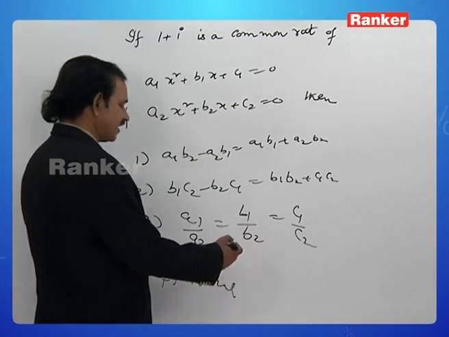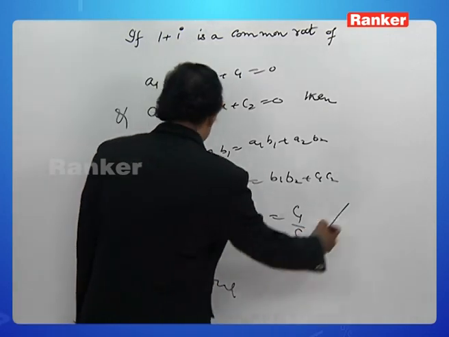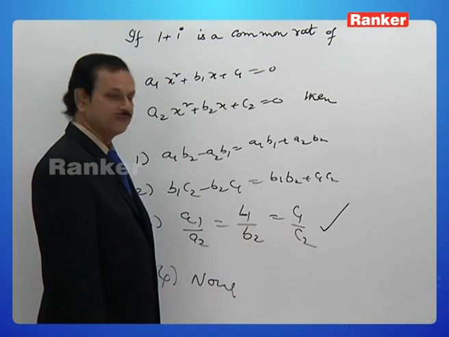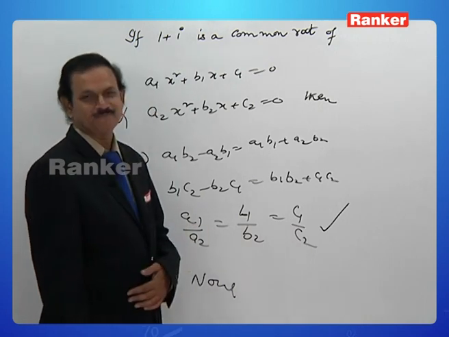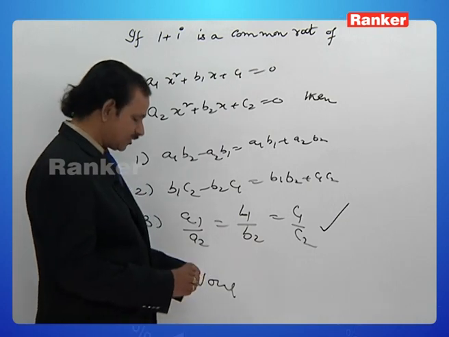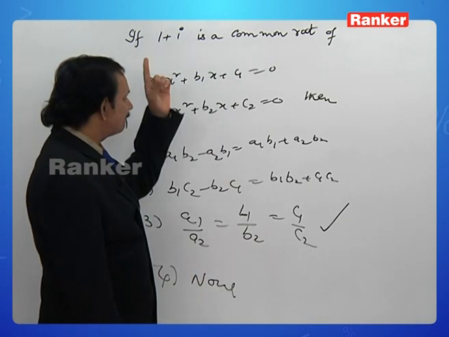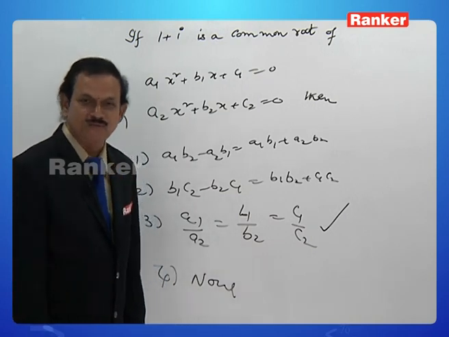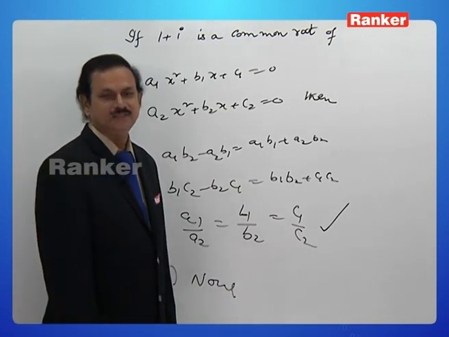So, in such a case, what must we possess? a1 by a2 is equal to b1 by b2 is equal to c1 by c2. That must be had. It's a beautiful observation. We could have arrived at this conclusion justly because 1 plus i is a common root. What is the type of the number 1 plus i? It is a complex number.